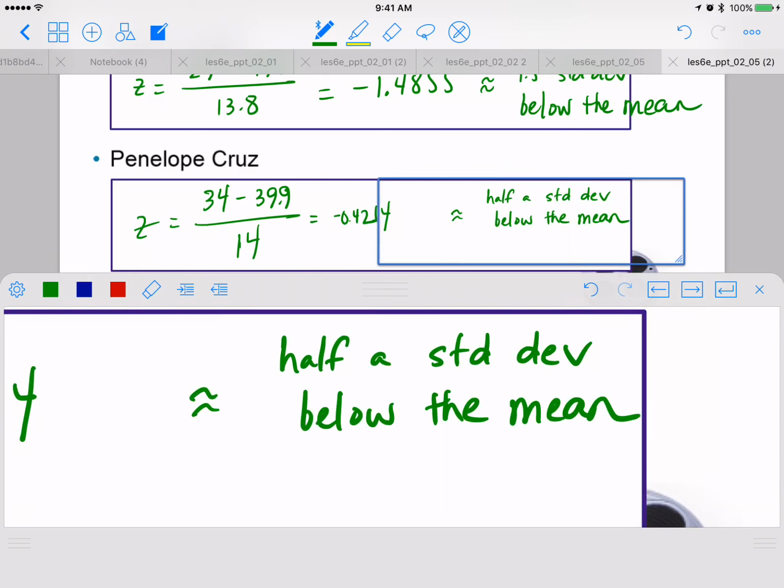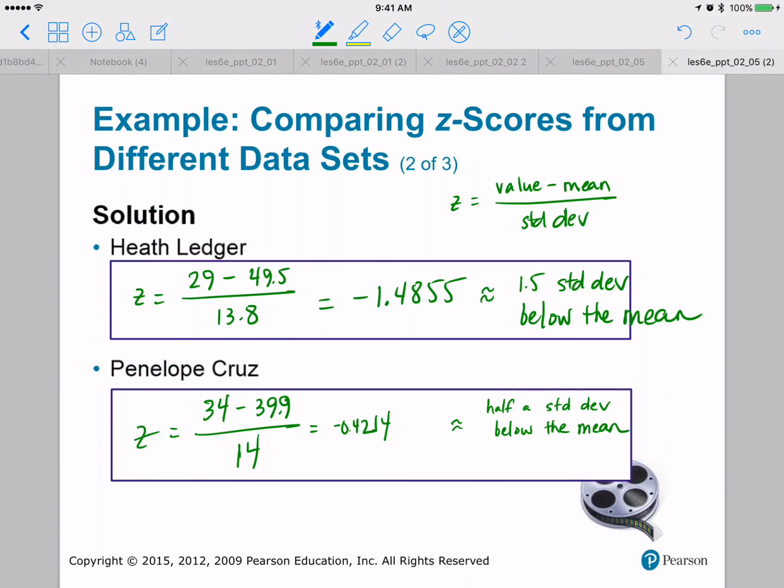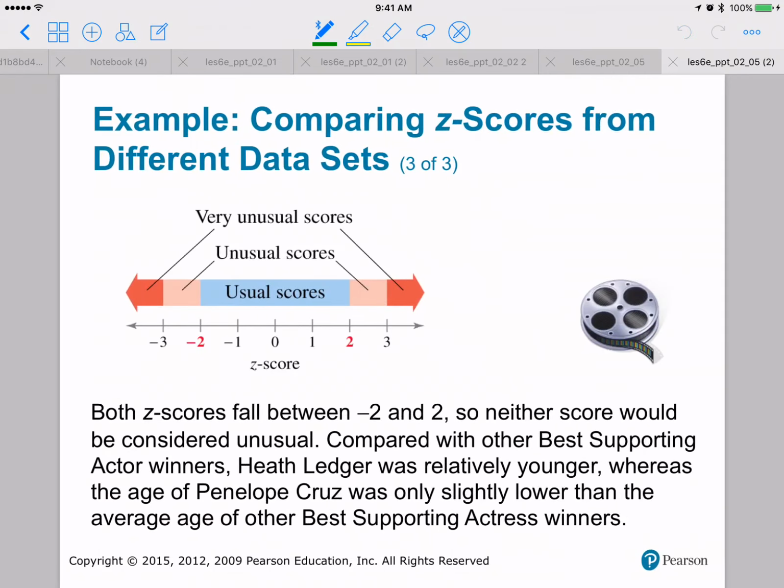Okay, so how do we compare the two? Well, they both are relatively young because they're both below the mean, right? However, Heath Ledger is younger, in a sense, than Penelope Cruz because Heath Ledger is further away from the mean.